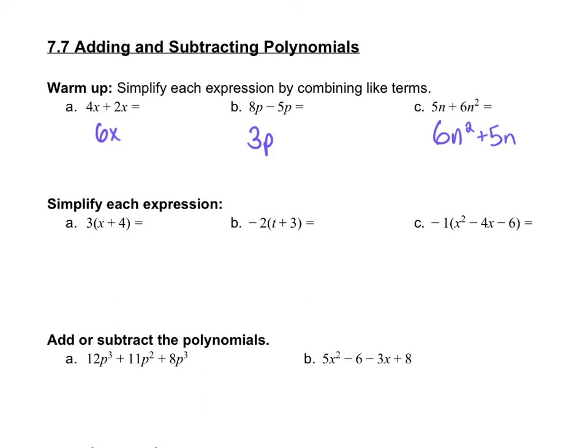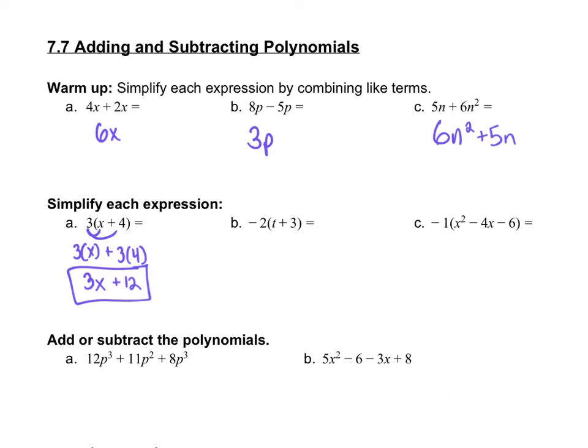All right, so on to simplifying. For letter A, we have 3 times parentheses x plus 4. So I need to distribute this 3. So 3 times x plus 3 times 4. So 3x plus 12 is our answer.